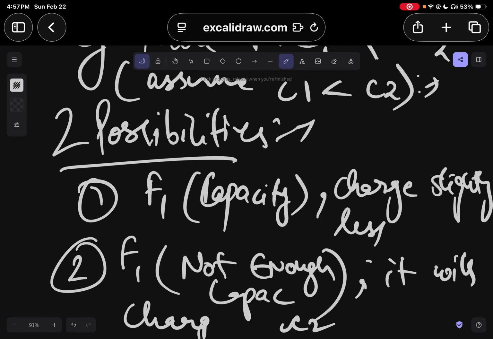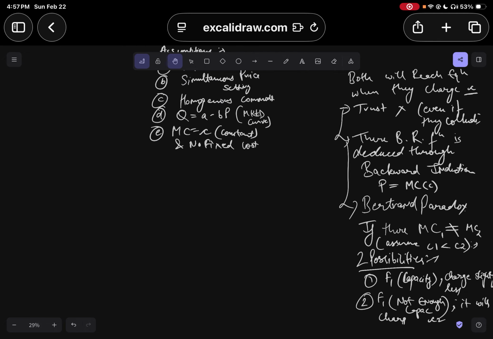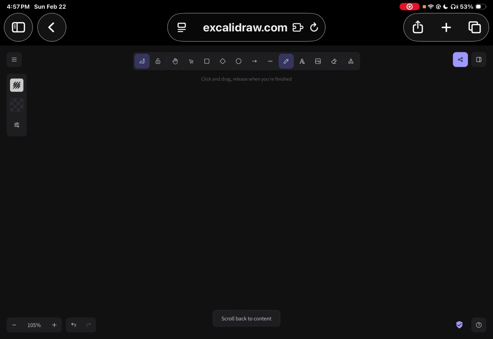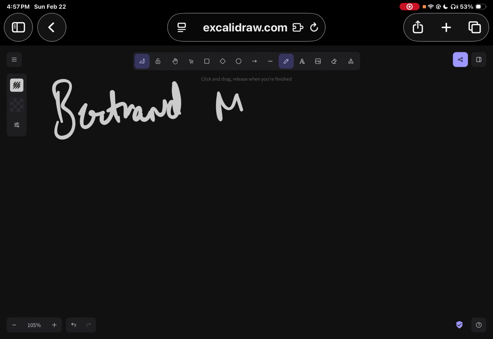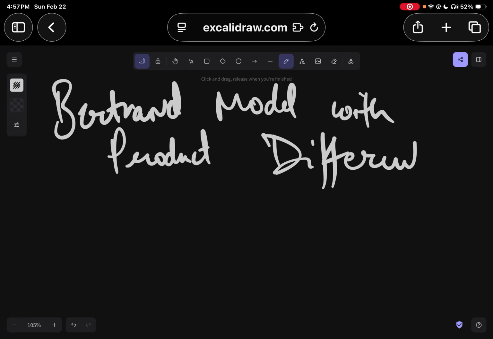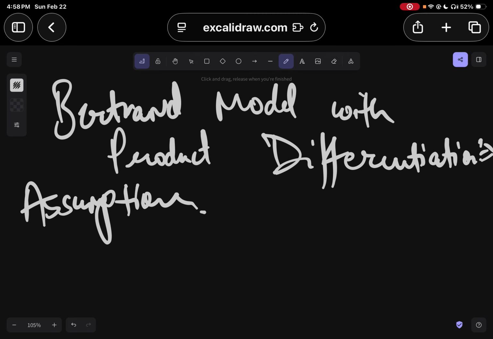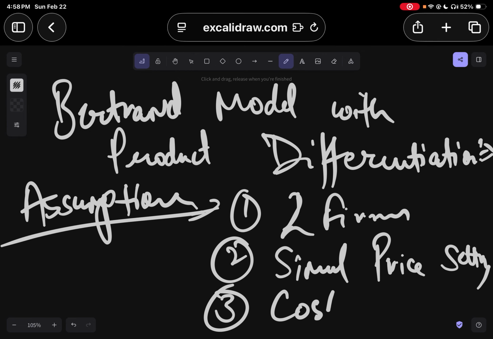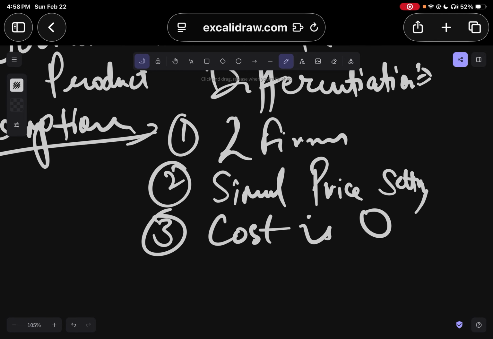Now we are moving to the Bertrand model with product differentiation. So till now the products were homogeneous in the assumption, but now we move on to what if there is product differentiation. So the assumptions are two firms, simultaneous price setting, and cost is assumed to be zero, so there is no cost to produce goods. Firms face a market demand curve.